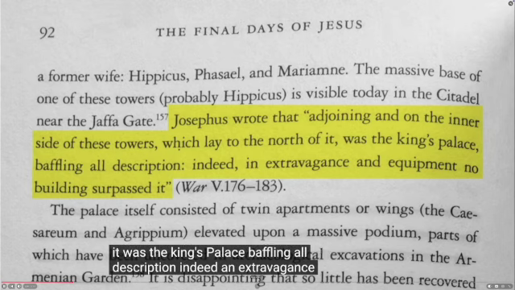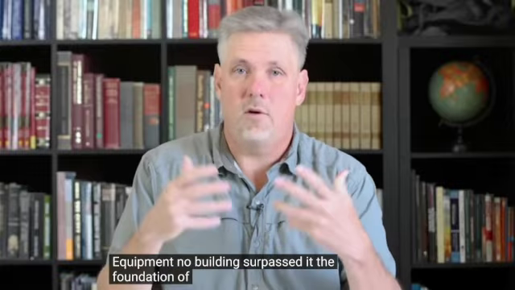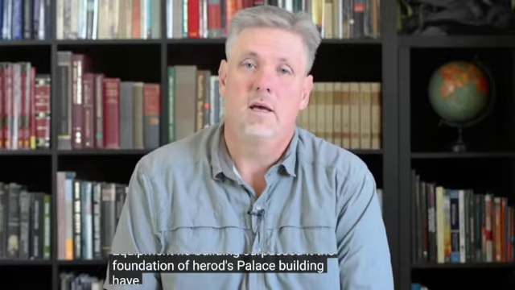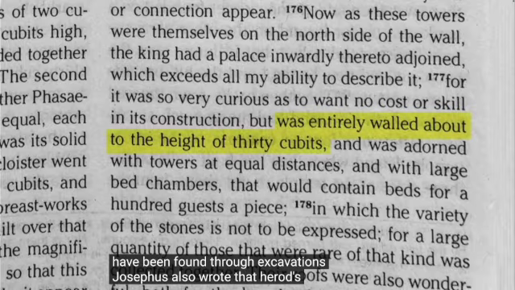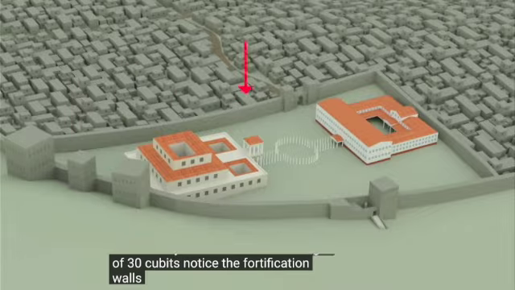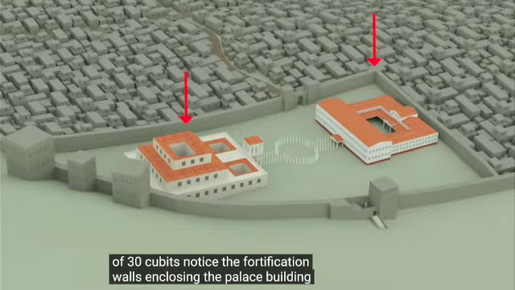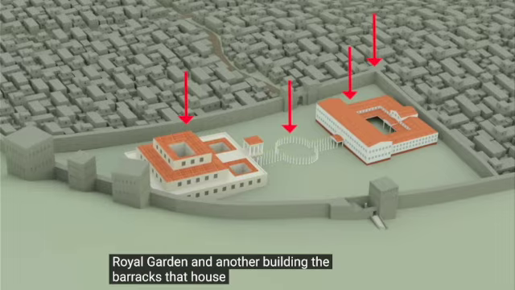Indeed, in extravagance and equipment, no building surpassed it. The foundation of Herod's palace building have been found through excavations. Josephus also wrote that Herod's palace was entirely walled about to the height of 30 cubits. Notice the fortification walls enclosing the palace building, a royal garden, and another building, the barracks that housed the soldiers.